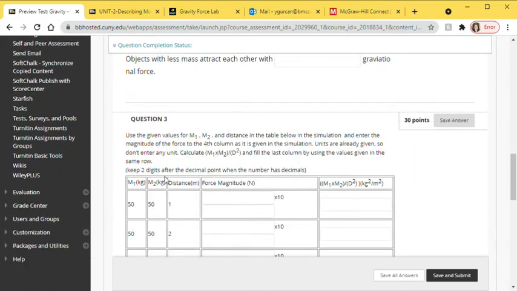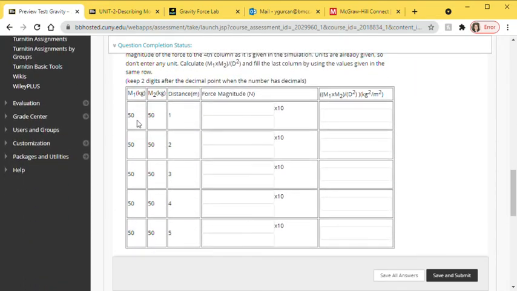And the second table, which is question 3, is don't touch the mass values, which are basically constant throughout the whole table, but change the distance value. So you're basically analyzing how distance changes the gravitational force between two masses. So again, you will do the same thing. Extra thing here is that I want you to calculate mass 1 times mass 2 divided by distance squared.